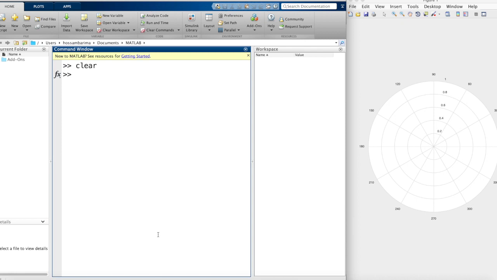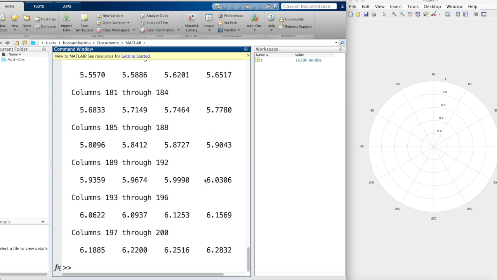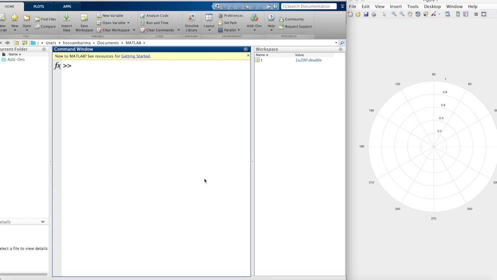After clearing our workspace and command window, let's generate our points. We will have 200 points ranging from 0 to 2 pi, linearly spaced. Write clc to clear our command window, then add a semicolon so we won't print these results.